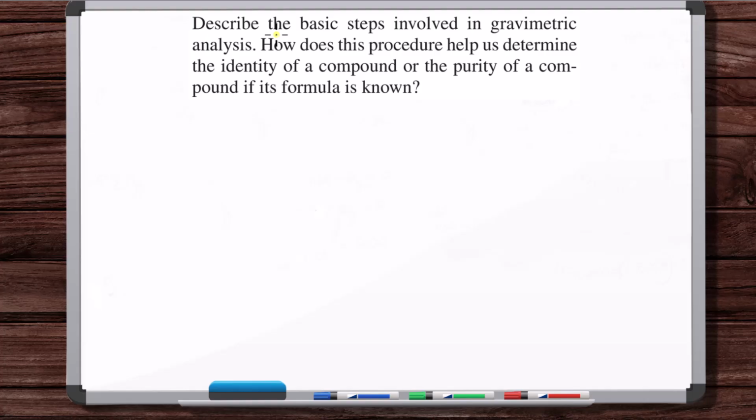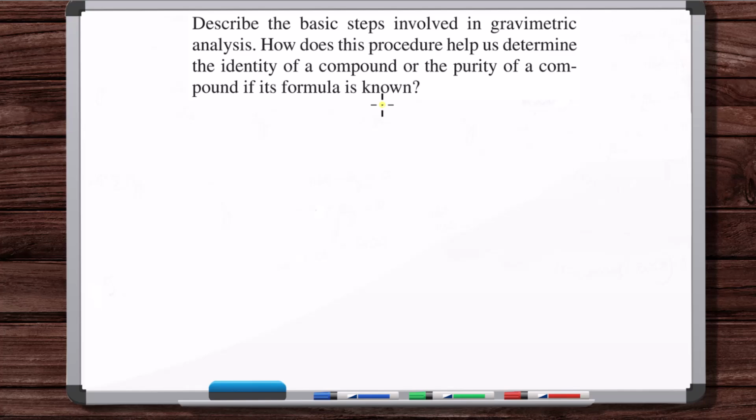Okay, so describe the basic steps involved in gravimetric analysis. How does this procedure help us determine the identity of a compound or the purity of a compound if its formula is known? Okay, so gravimetric analysis, as the textbook states, is an analytical technique based on the measurement of mass. So why does it state that gravimetric analysis is only based on the measurement of mass? Aren't we going to also be measuring the volume of a certain solution mixed in or something? Well, actually, no, we're not. In general, with gravimetric analysis, the only thing you need to measure is mass.